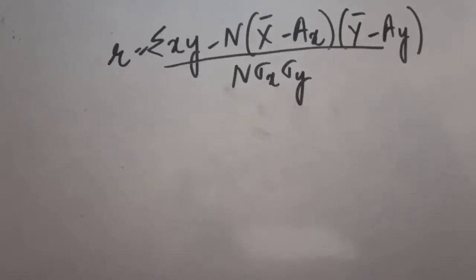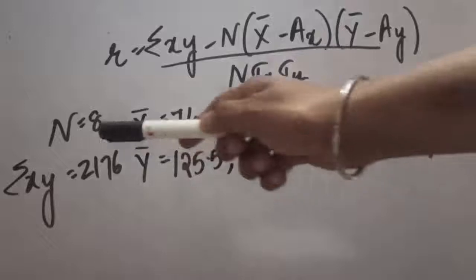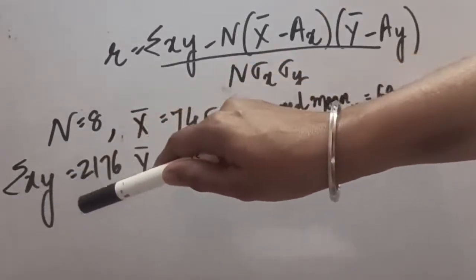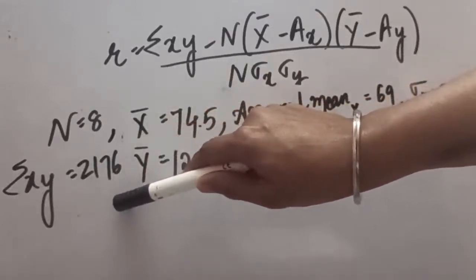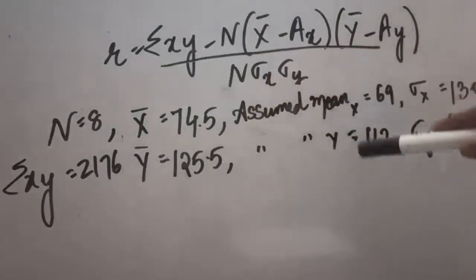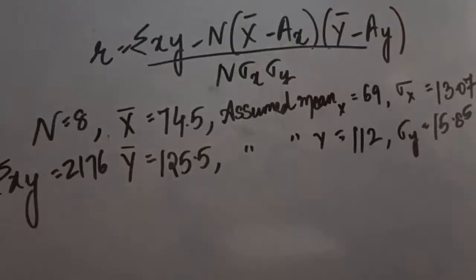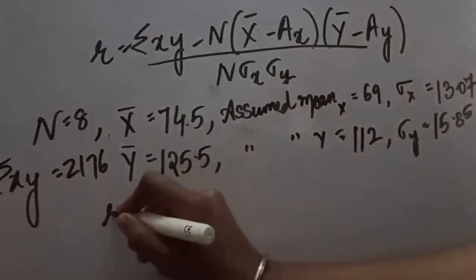Let's see one example. Now you can see this question. In this question, n has been given as 8. Then the summation of products of corresponding deviations from x and y has been given as 2176. Actual means have been given for both the series, assumed means have been given for both the series, and standard deviations have been given for both the series. So here you can very easily see that we can apply this method. We just have to put in the values.